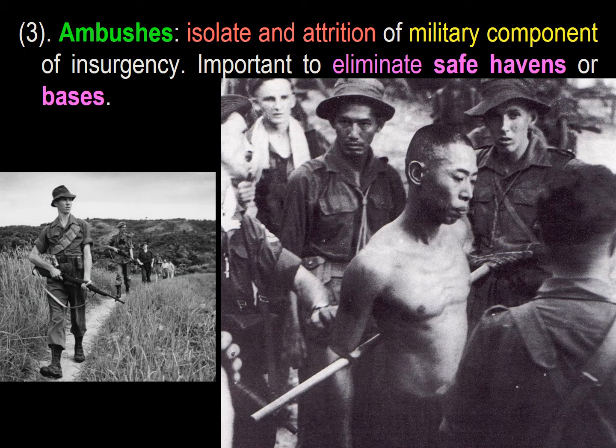The third part of Phase 2 are ambushes. To isolate and attrit the military component of the communist insurgency, it was important to eliminate safe havens and target bases. Ambushes were targeted against MCP couriers between groups in the jungle and the civil areas in order to collect information. The intelligence permitted identifying the villages that supported the MCP. The MCP was isolated from access to supplies from China and other communist states.